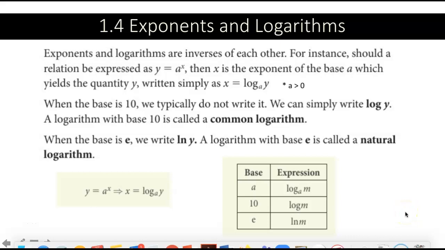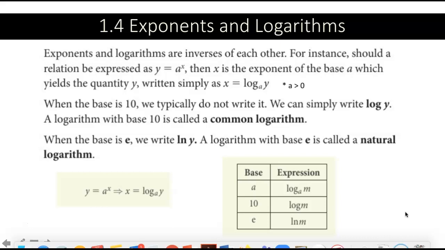In section 1.4, we're going to talk about the basics of exponents and logarithms. What you need to understand is that exponents and logarithms are inverses of each other. So for instance, if you have a relation expressed as y equals a to the x power, then x is the exponent of the base a, which yields the quantity y. And the way you're going to rewrite that is x equals the log base a of y.